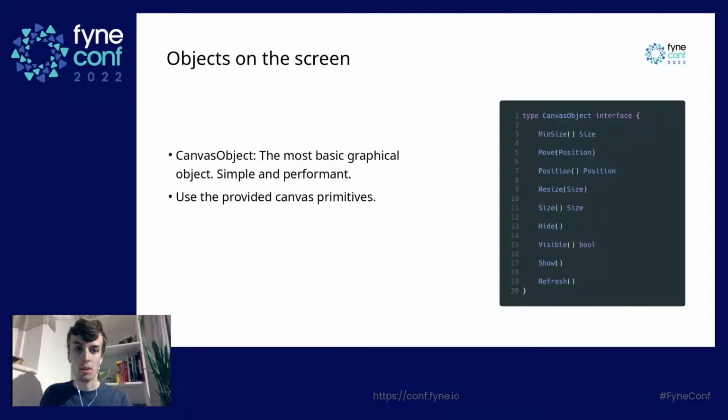And the canvas object is an interface which provides a min size function which returns the minimum size the object can shrink to, a method to move it, a method to get the position, a method to resize it, a method to get its size, and then methods also to hide and show it and to know if it's visible or not, as well as the refresh method to update its content on the screen.